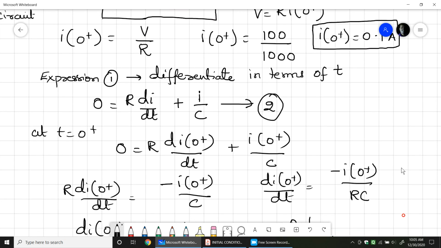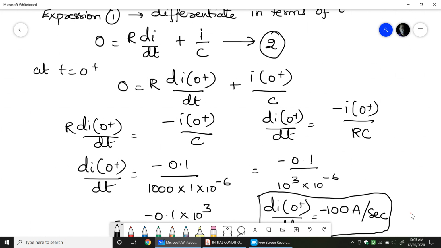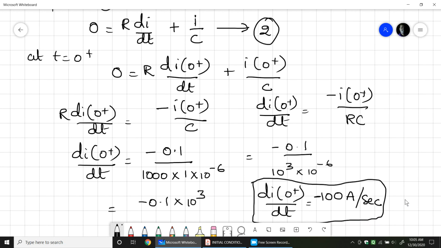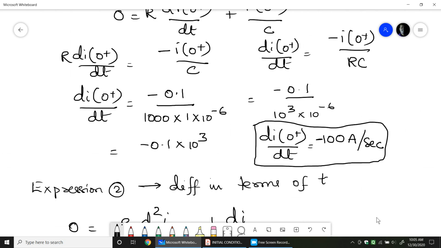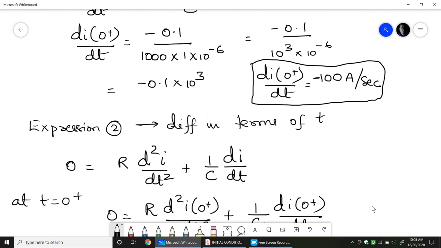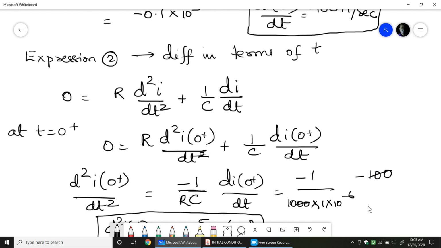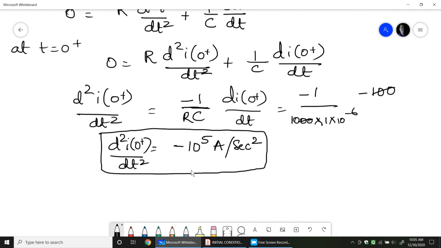Then we solved it further and differentiated equation 1, and we got the first derivative of the current I of 0 plus as minus 100 amp per second. Then we differentiated the same equation once again to find the second derivative, which we got as minus 10 to the power of 5 amp per second square. So this is the problem and the solution we have found.